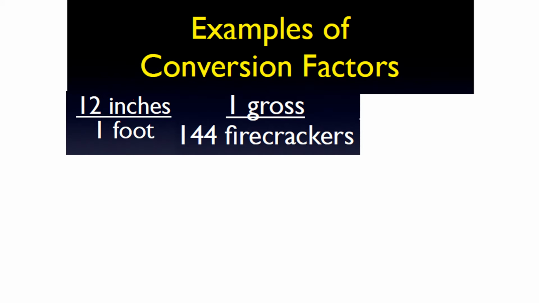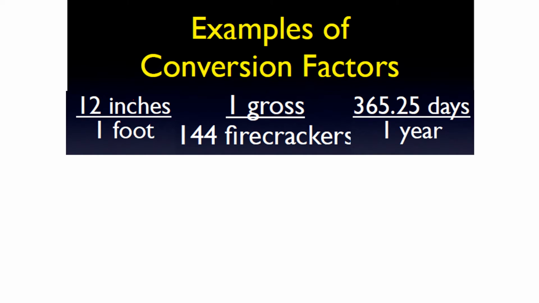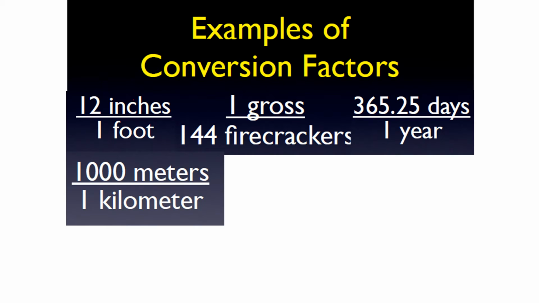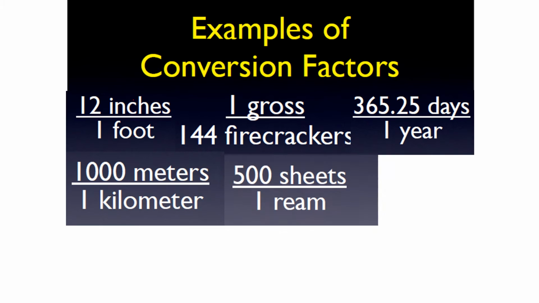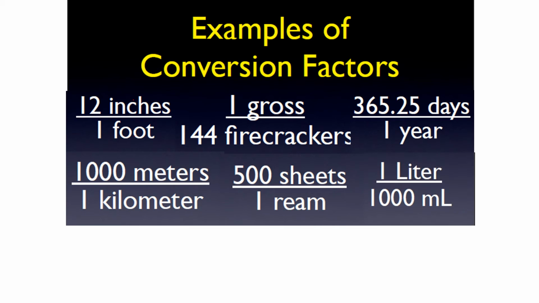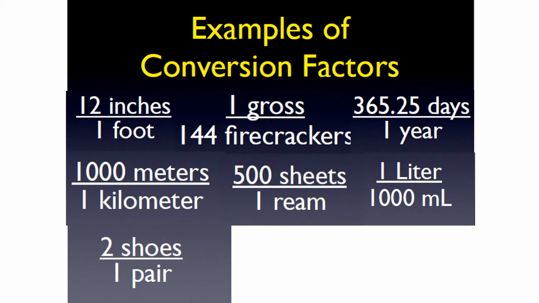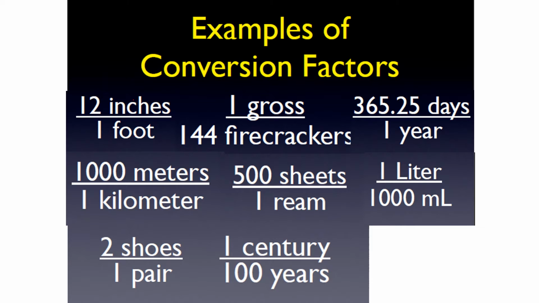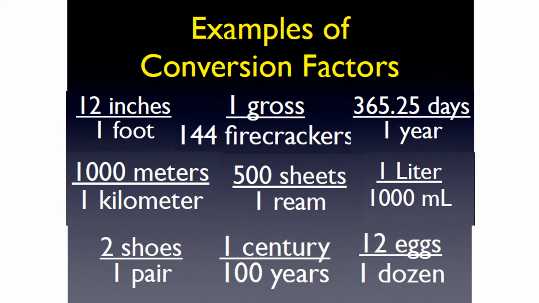1 gross is equal to 144 firecrackers. 365.25 days equals 1 year. 1,000 meters equals 1 kilometer. 500 sheets equals 1 ream of paper. 1 liter equals 1,000 milliliters. 2 shoes equals 1 pair. 1 century equals 100 years. And 12 eggs equals 1 dozen. So these are all examples of conversion factors.